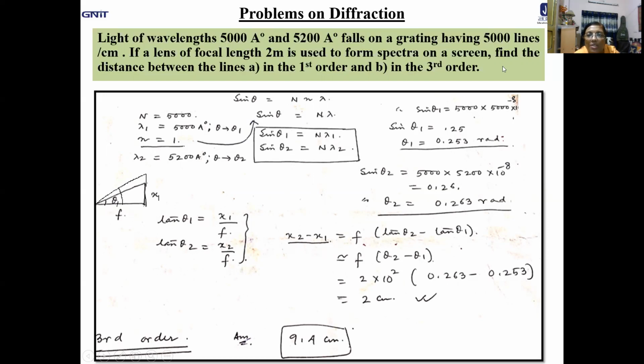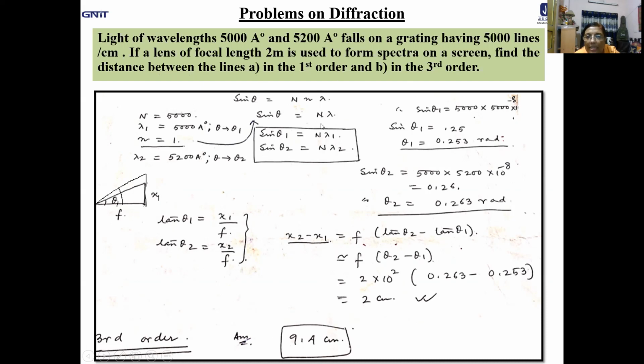So, you are asked to find out the distance between the lines in the first order and in the third order. I am showing you the first order case. That means if this is x1, this larger distance will be x2. You have to find out x2 minus x1. Clear? Now, let us put these values here.